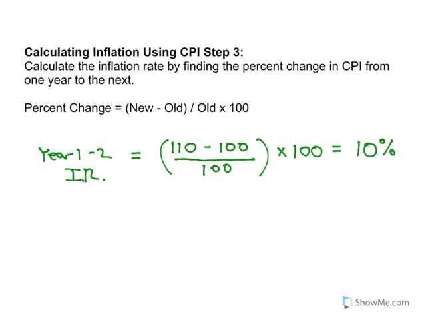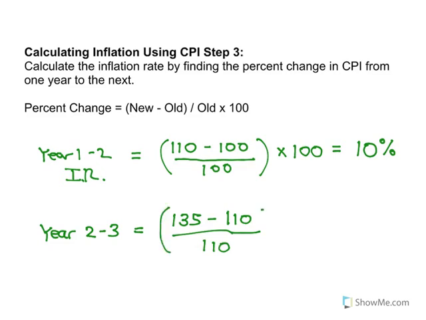So prices, generally speaking, increase by 10% from year 1 to year 2. And then I'll do the same thing for year 2 to year 3. So I would take 135, which is the CPI in year 3, minus the CPI in year 2, which is 110, divide by the CPI in year 2, which was 110, multiply that by 100, and the result you get this time, I believe, is a decimal, so I just rounded to a whole number, so 23%.